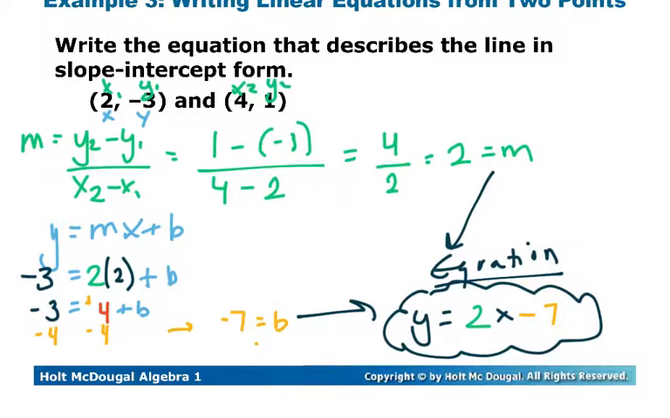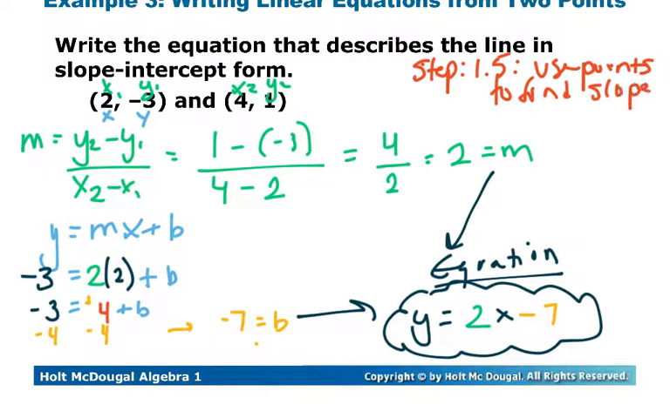And then also, what step and where would you add your algorithm to include this type of problem? So for this type of problem with 2 points, you kind of end up having a step 1.5. So step 1.5 is use the points to find slope, with that slope formula.